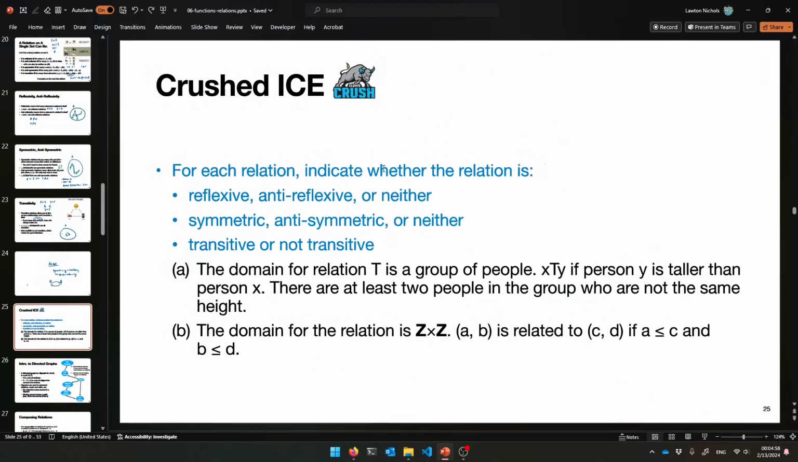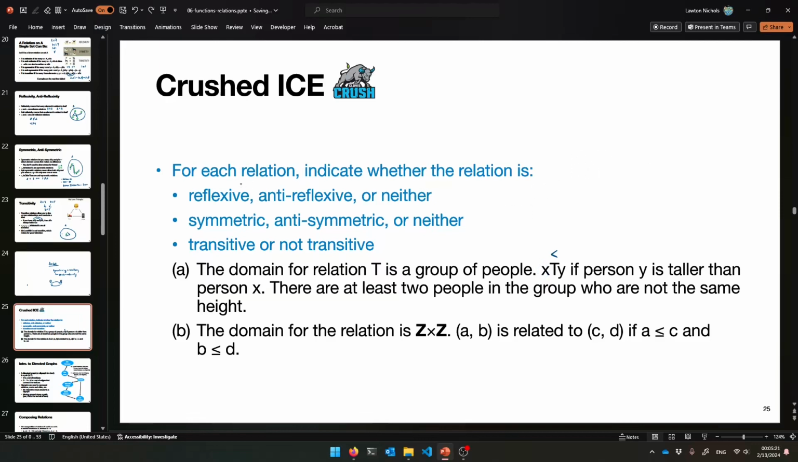So let's tackle part A first. This relationship is like if Y is taller than X. It's like a less than relationship, really, isn't it? X T Y if Y is taller than X, so it's like X is less than Y. That means X is shorter than Y. Something like that. So it's trying to ask this question.